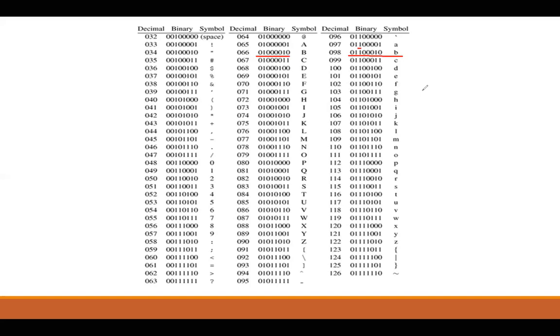This is just a trick to quickly switch from uppercase to lowercase or from lowercase to uppercase. In the uppercase, this bit 5 is always going to be 0. As you can see from A to Z, this bit 5 is always 0. And in lowercase, the rest of the bits are the same, but this bit 5 is 1.